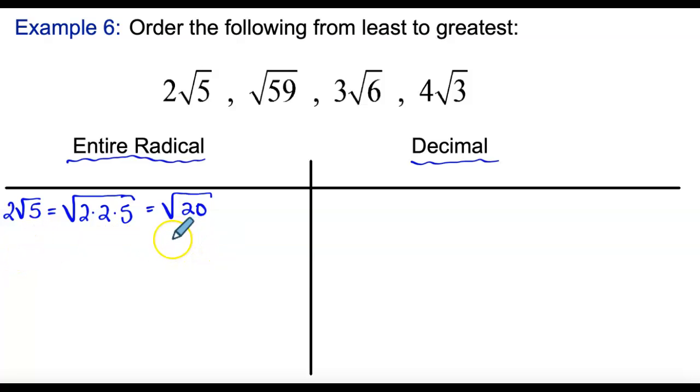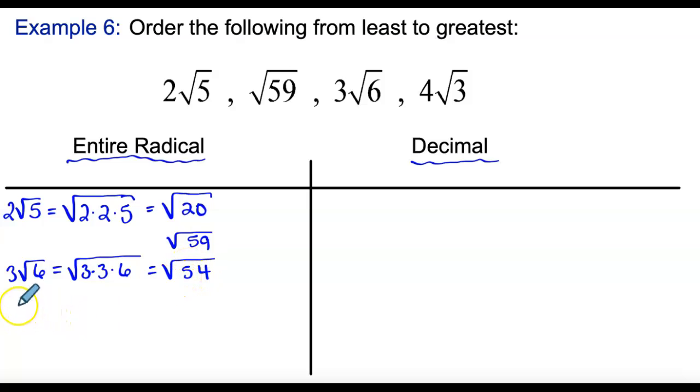Well, it's already done for us. It's just the square root of 59, so I don't need to do any more work with that. Looking at 3 times the square root of 6, I know that I can rewrite that as the square root of 3 times 3 times 6, and that is the same as 3 times 3, which is 9, times 6, which is 54.